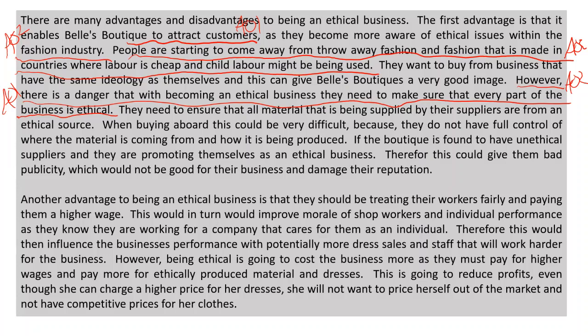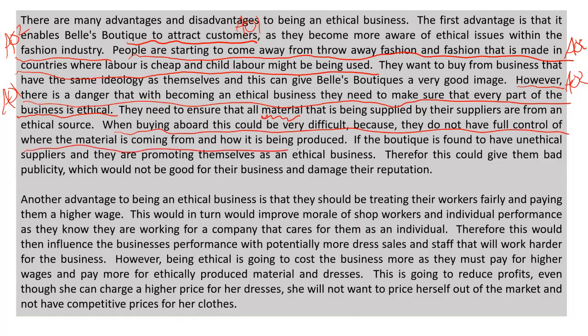They need to ensure that all material that is being supplied by the suppliers are from, so I've said material here. Okay, that is AO2 because I'm referencing, in fact, it's going to be fashion. Supplied by the suppliers are from an ethical source. When buying abroad, this could be very difficult because they do not have full control of where the material comes from. Again, AO1, AO2, AO3, generally just talking about fashion and the fashion industry.